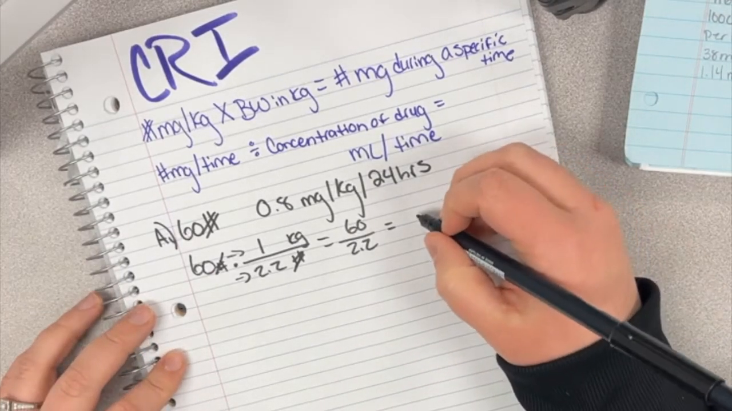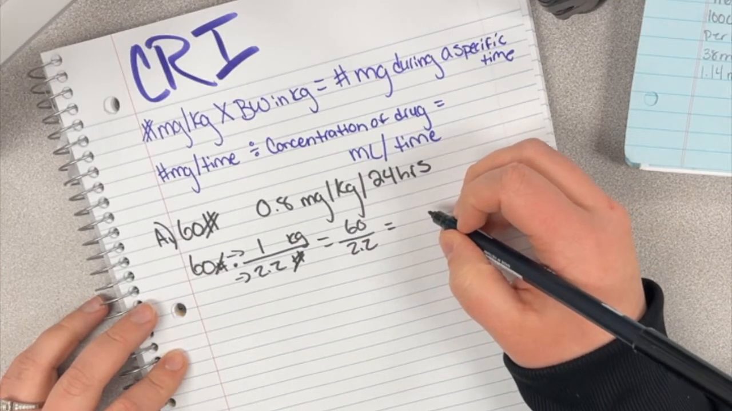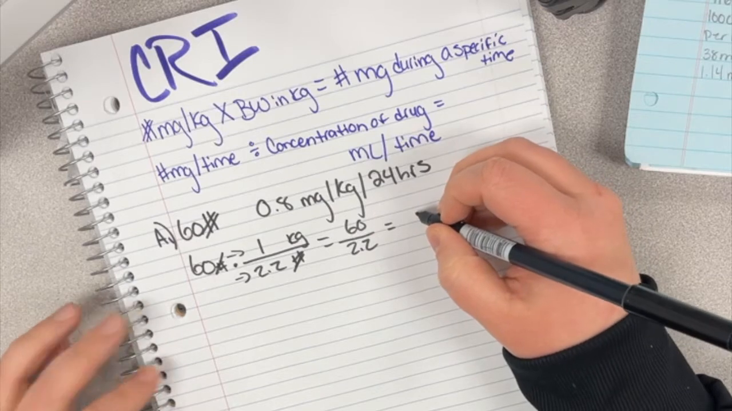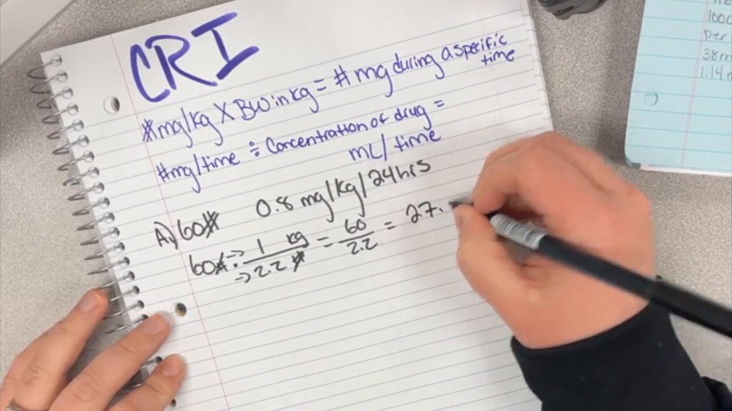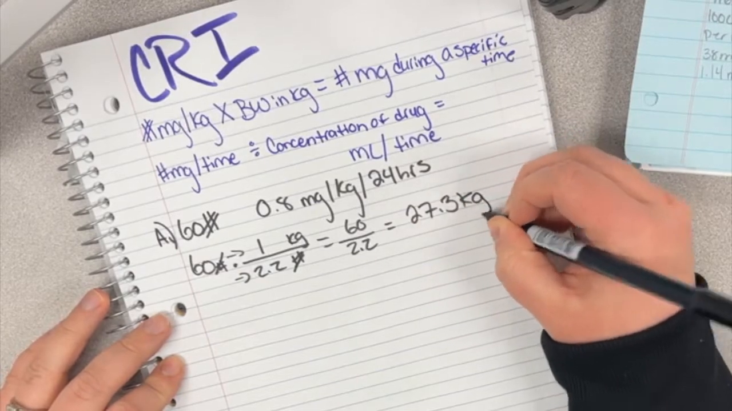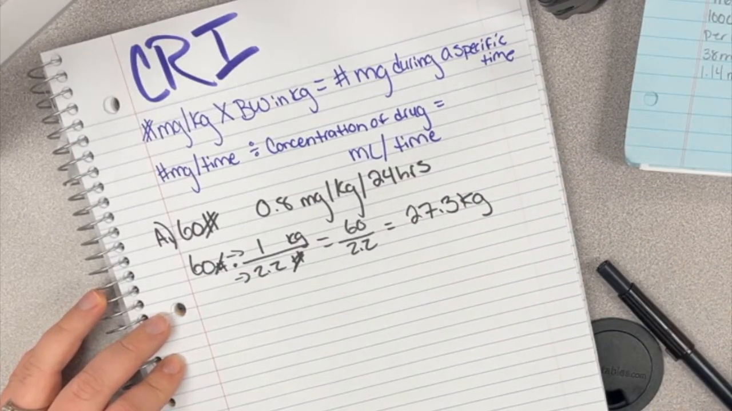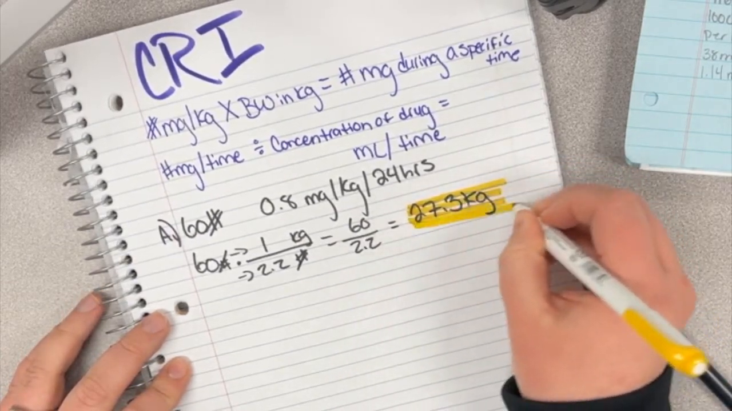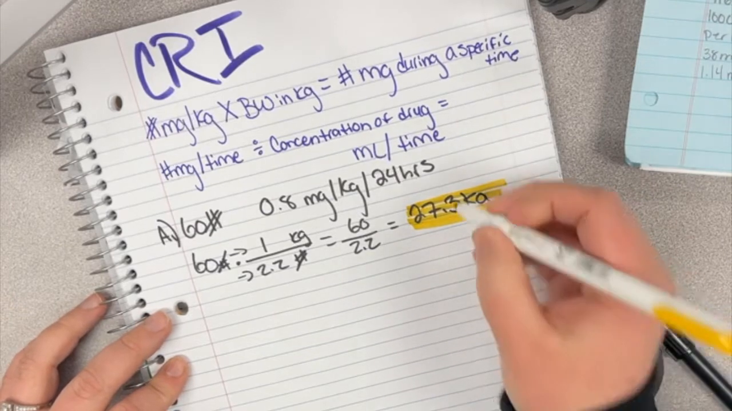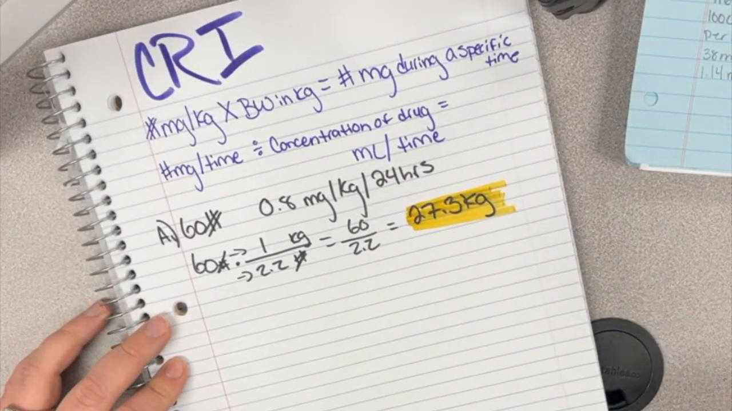Meaning that this pet is going to weigh 27.27 kilograms. Let's go ahead and round up, so 27.3 kilograms for this pet. And again, if you're a visual person, we can highlight that so it doesn't get lost sometimes in our sea of mathematical calculations here.